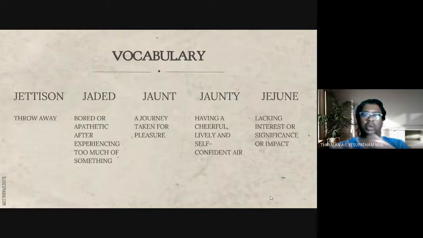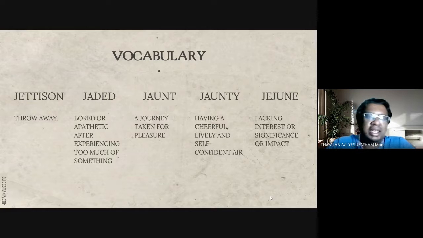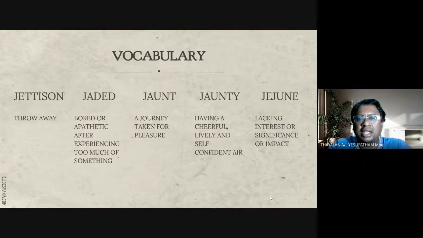Okay. Now, your vocabulary. Five new words: jettison, to throw away. It may look like a second name of someone, but it means throwing away, to jettison the rubbish, to jettison the old SPM papers because the syllabus has changed. Jaded, bored, or apathetic after experiencing too much of something. Jaunt, a journey taken for pleasure. Jaunty, having a cheerful, lively, and self-confident air. Jejune, lacking interest or significance or impact.